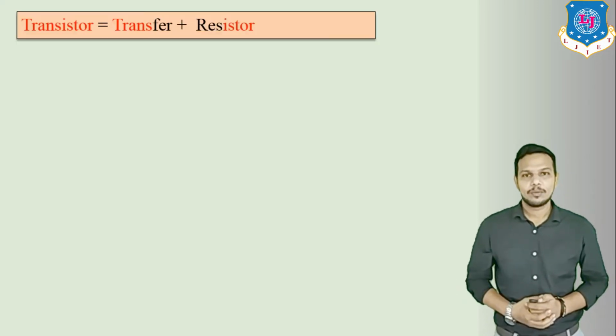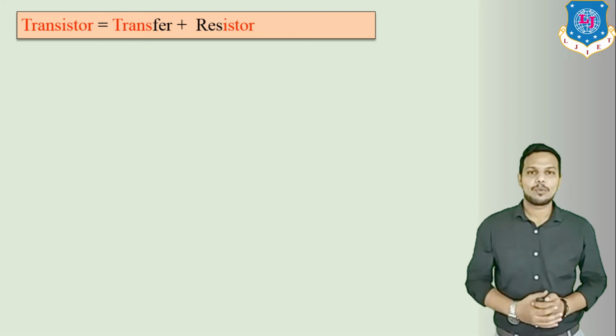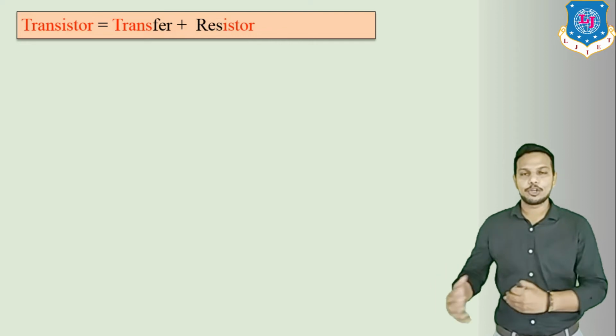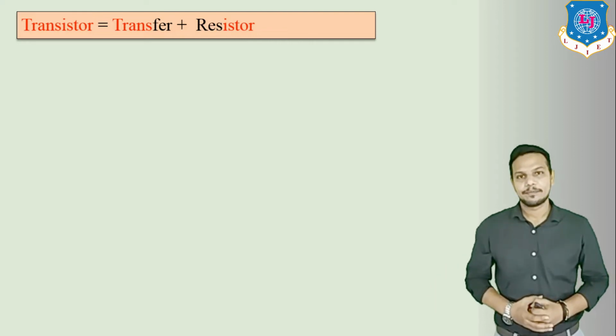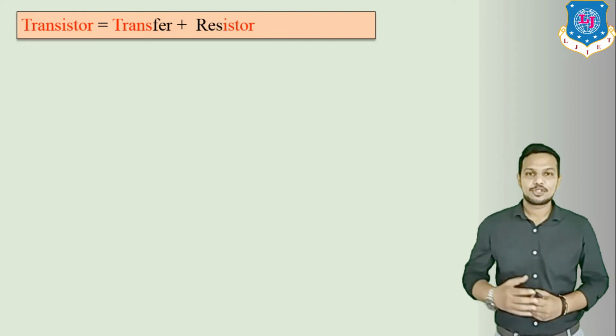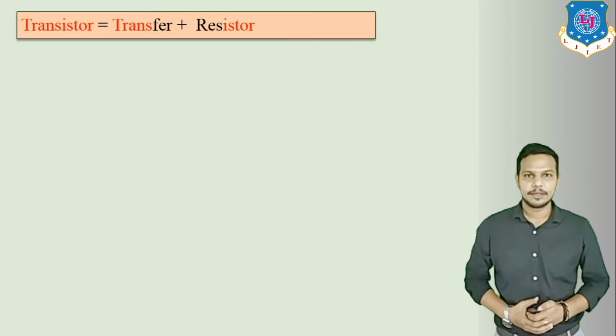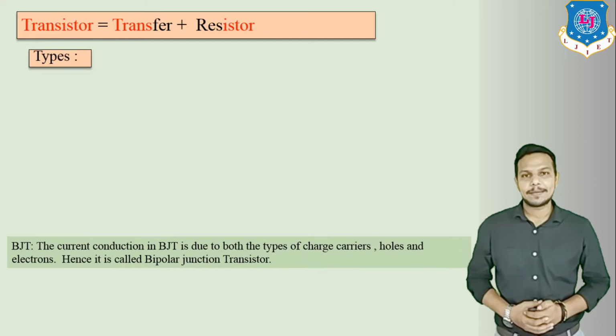Transistor is built from these two words: one is transfer and the other is resistor. That means from input to output, your resistance will be transferred. That's why it is known as transfer plus resistance, and becomes transistor. So let us discuss its types.